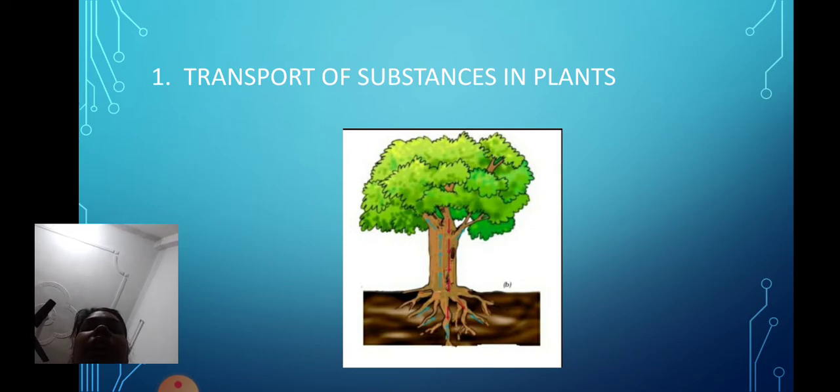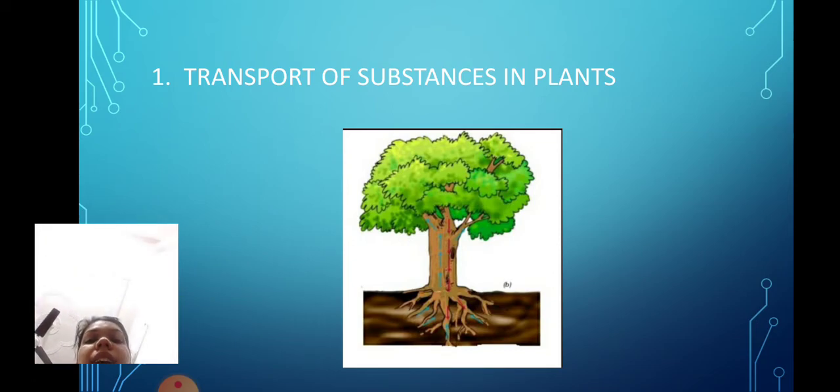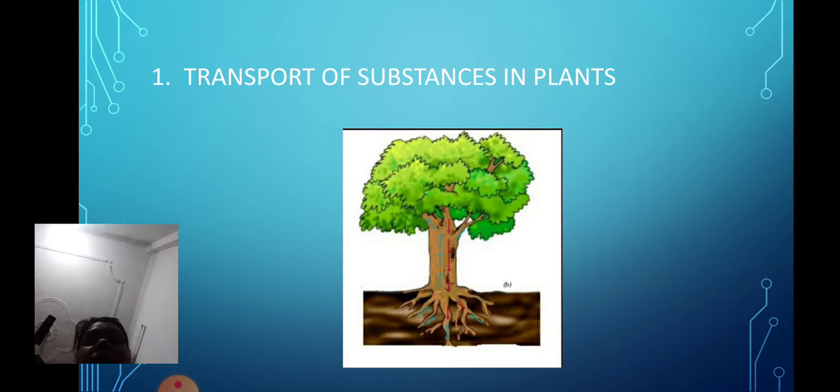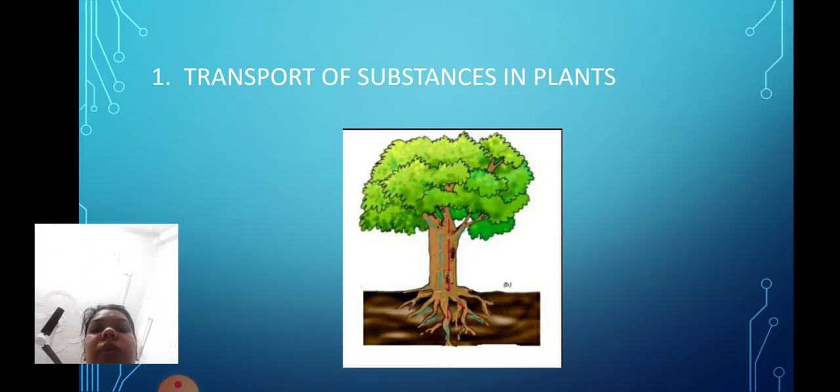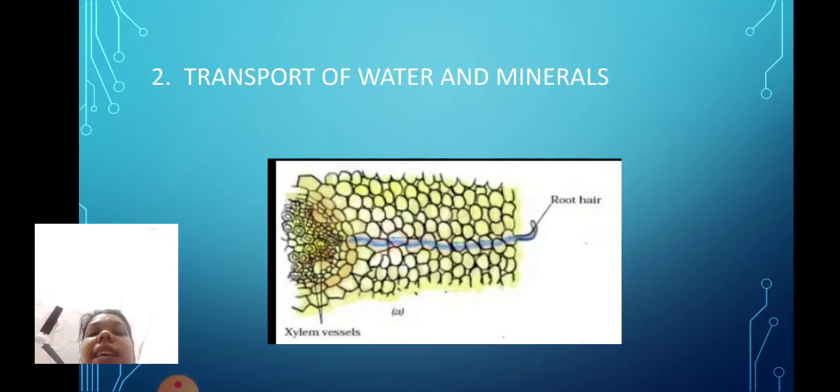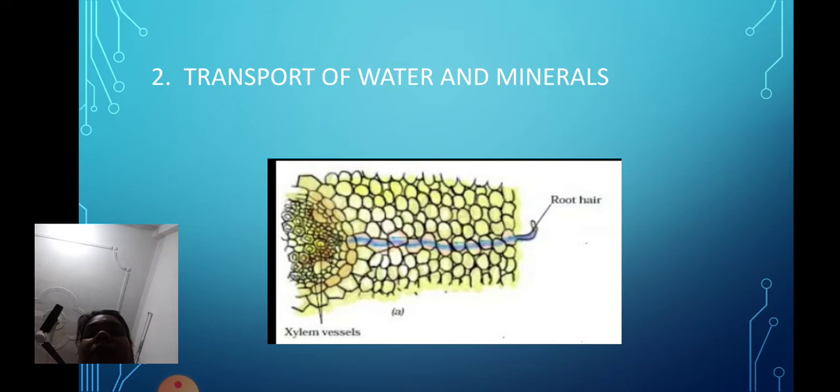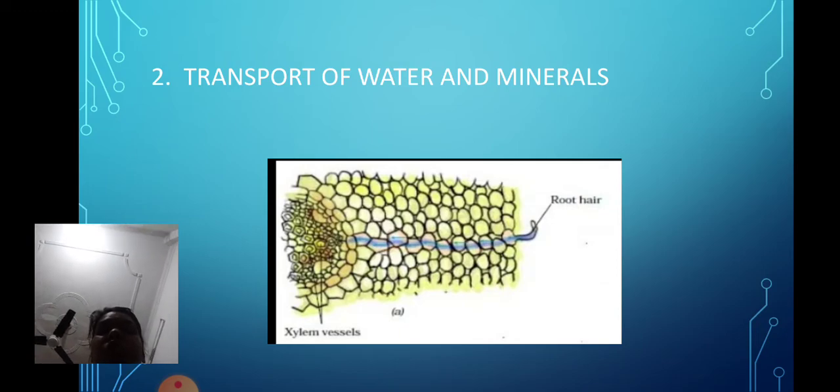Okay, name the part of plant that absorbs water. Yes, root absorbs water in plants. How does transport of water and minerals take place in plants? Plant roots absorb water and minerals from soil. It is moved from roots up to the stem and leaves through a tube-like tissue called xylem.